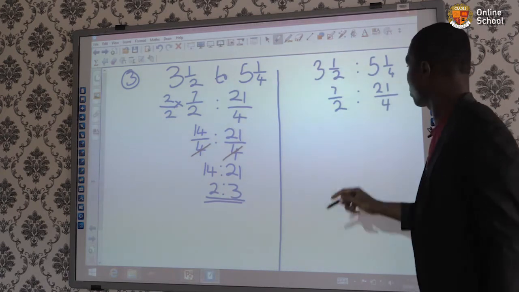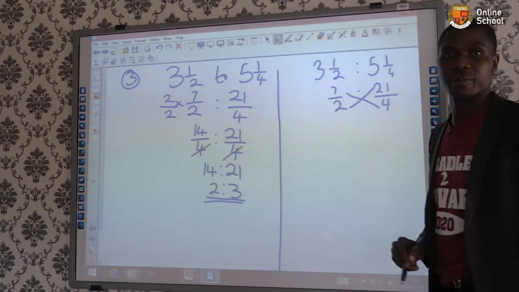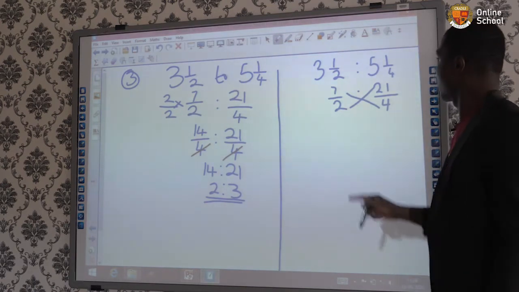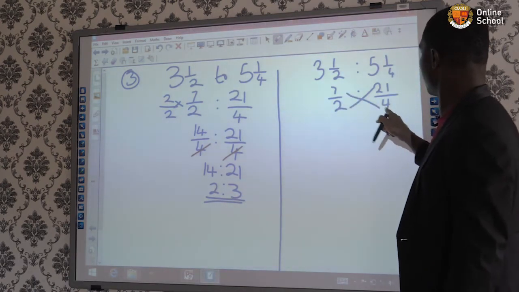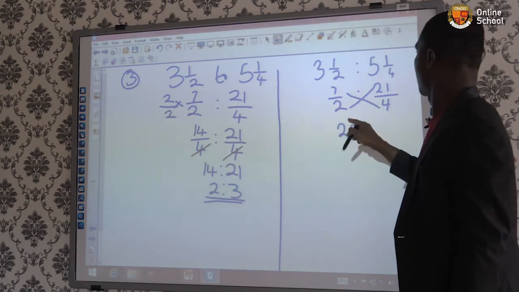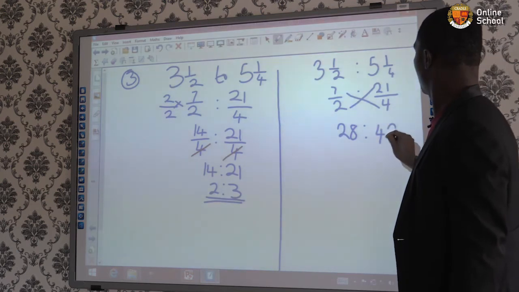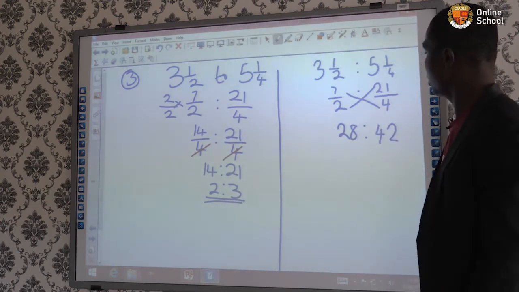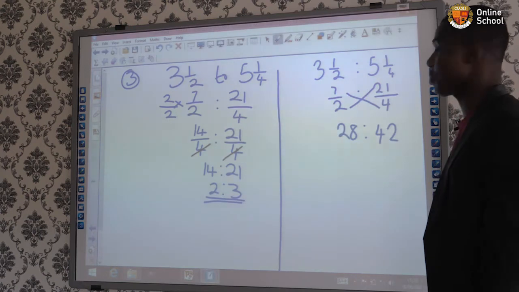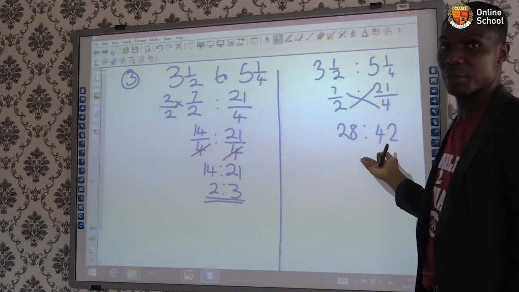What you can do next, you can also cross multiply. Okay? 2 times 4. 7 times 4 is what? 28. 2 times 21 is what? 42. What can go into 28? 7 is a factor, isn't it? It's a common factor of 28 and 42.